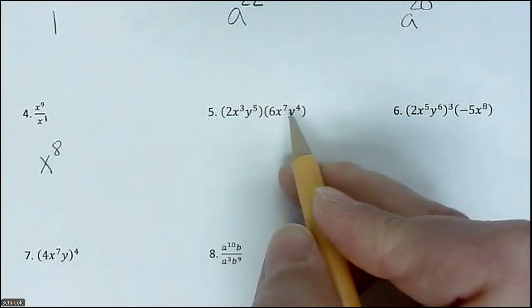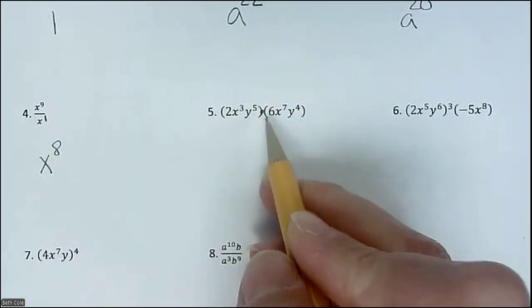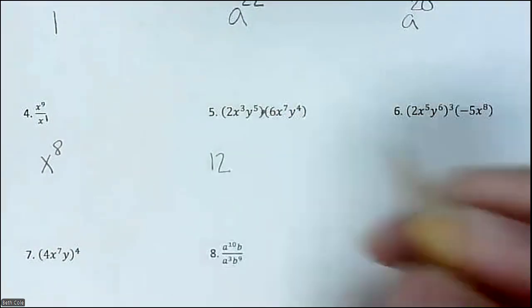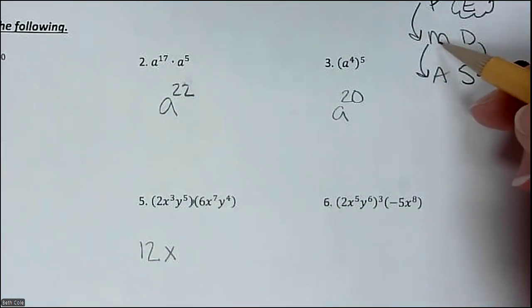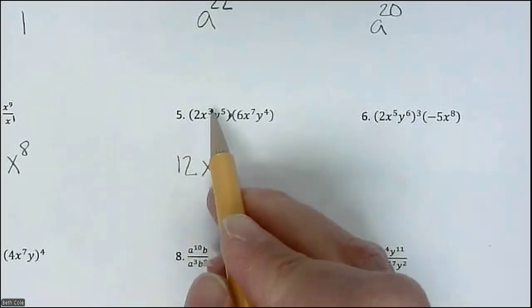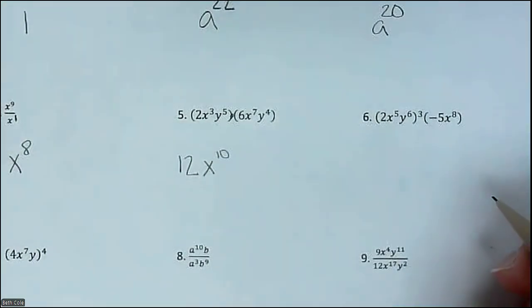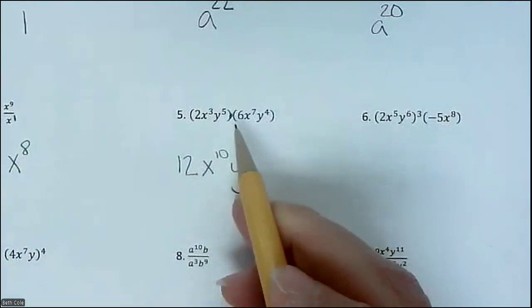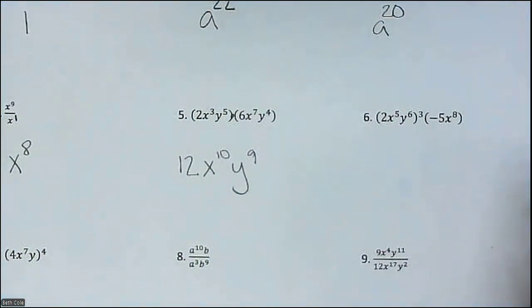Now here you're multiplying. If you want to stick a little dot in between there, you can. 2 times 6, 12. It's multiplication. Now put x. When you multiply, that means for your exponents, you want to add. So for x, you're doing 3 plus 7, which is 10. And then for y, you're doing 5 plus 4, which is 9. That's all that it is.